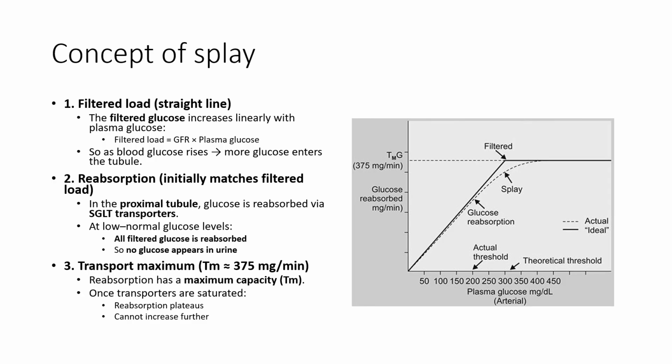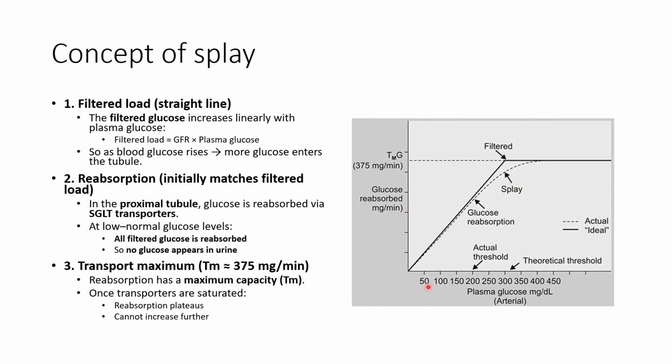Now, in the previous slide, I showed you the concept of Tmax. It was a bit too theoretical and too simple. Actually, the graph is not straight like this; there is no critical cutoff level at which the glucose will start to come in the urine. Rather, it is gradual. The curve that forms in this graph is called splay. So let's study this concept of splay.